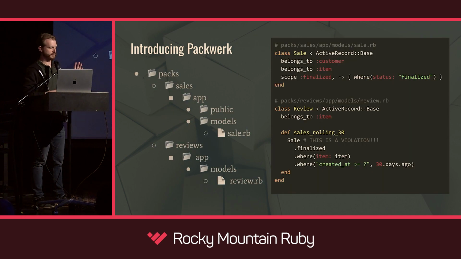So let's take a quick example here. Here we have two packages. We've got a sale package and a review package. And the sale model is not in the public directory, so it's not public. But we've got this review model over here in the reviews package, and it has a method called sales rolling 30. And it leverages the sale model and then calls finalize on it, where it's got a couple where clauses, and it's going to get some rolling 30-day sales, right? This would be considered a violation, right? So it's reaching into a file that's located outside of the public directory.